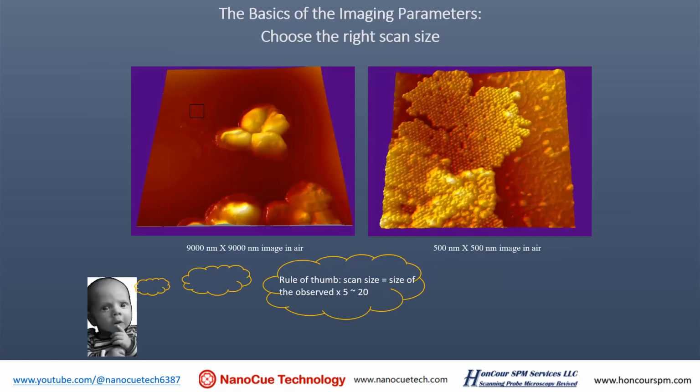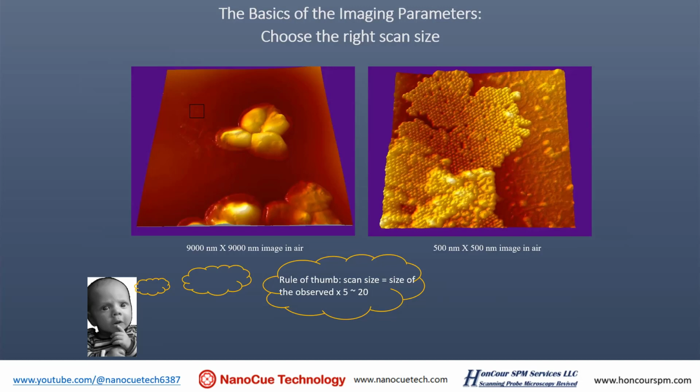Here's one example of one single parameter allowing you to see a sample in a completely different image. This is what we call S-layer, which is a kind of bacteria, and this bacteria will attach itself to a substrate using certain protein molecules. By changing the scan size, the image looks completely different. You scan the larger size, you see those bacteria. When you scan a small size, you can see those individual molecules.